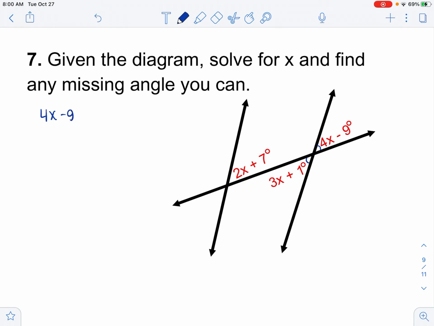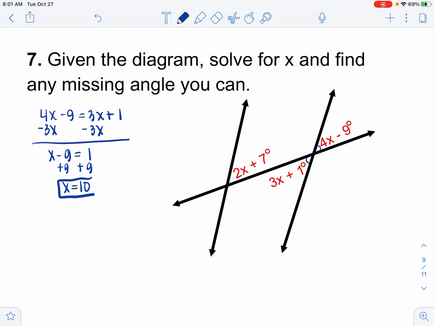So to solve for x, I have 4x minus 9 is equal to 3x plus 1. Subtract 3x from both sides. X minus 9 equals 1. Add 9 to both sides. X equals 10.